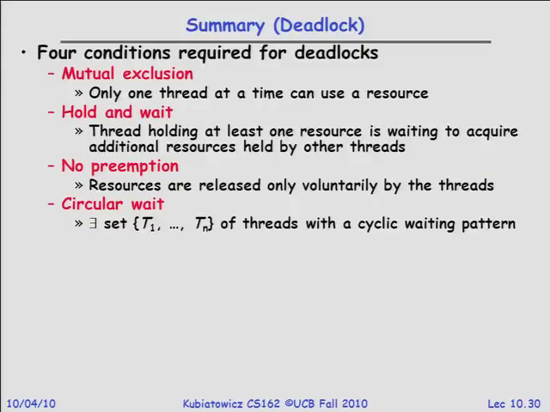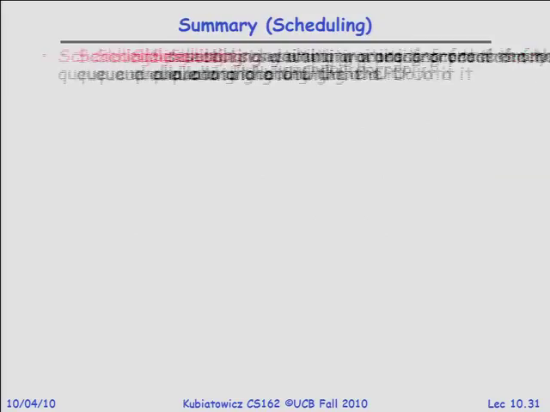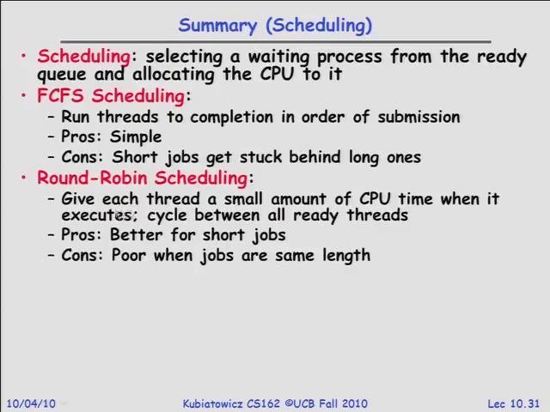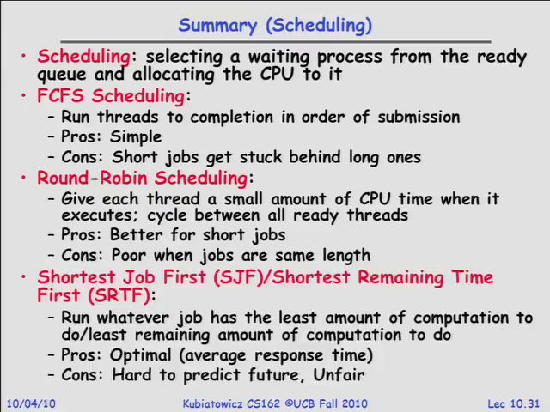On scheduling, this is basically selecting a waiting process from the ready queue and allocating the CPU to it. First come, first serve scheduling is very nice because it's simple, but short jobs get stuck behind long ones. Round robin, giving each thread a small amount of CPU, is good for short jobs, but it's bad when you have long jobs because they end up wasting a little time. And next time, we'll start talking about optimizations on top of both of these, like shortest job first and shortest remaining time first.